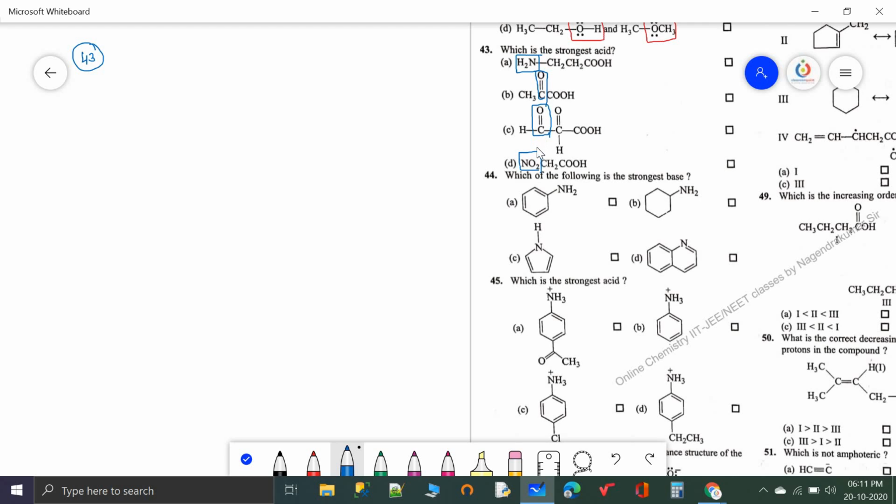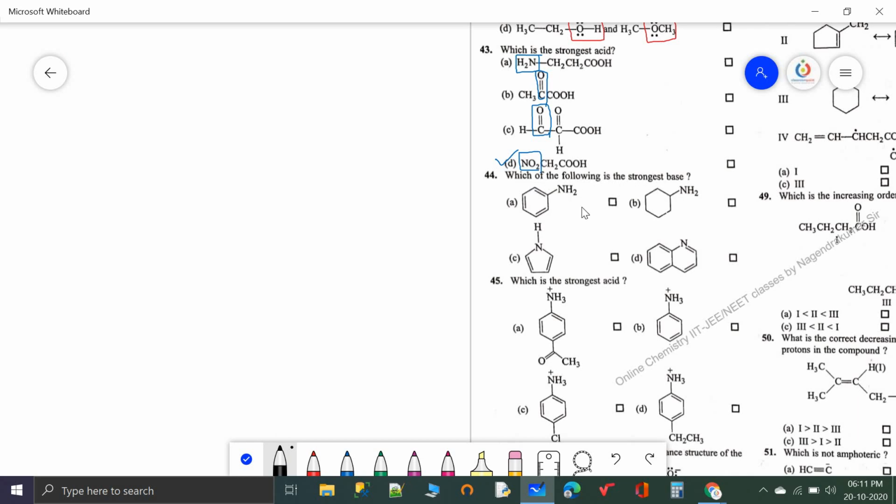But if you see the electron withdrawing nature of these three groups, the NO2 group is a stronger electron withdrawing group than the rest of these three groups. So option D is correct. In this case, this carboxylic acid is the stronger acid. And 44. So let us see the 44th question.